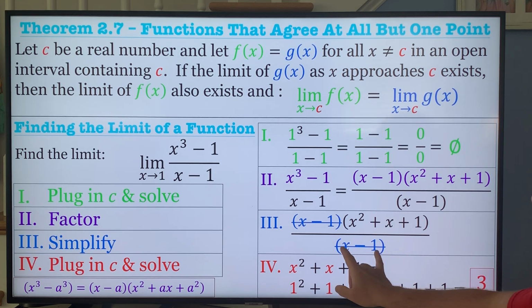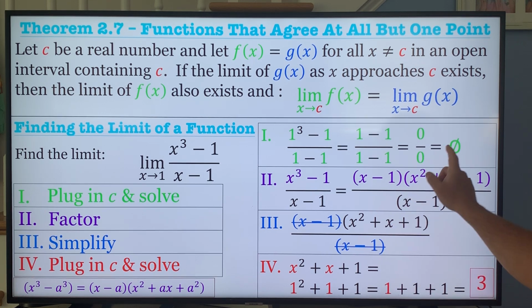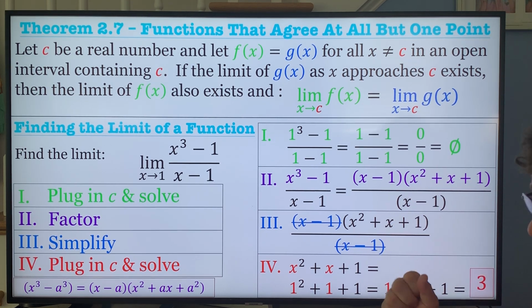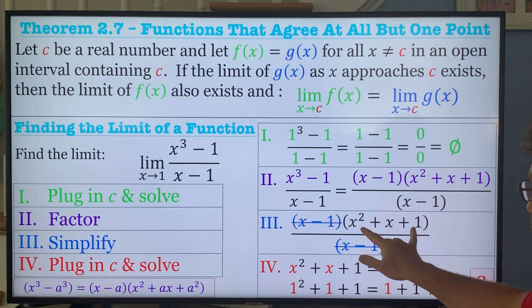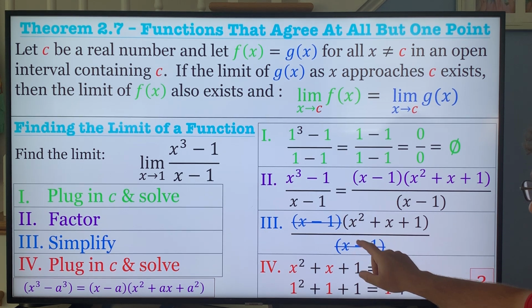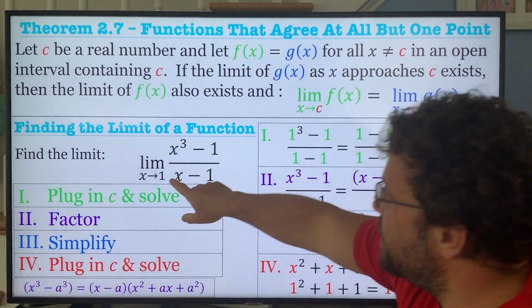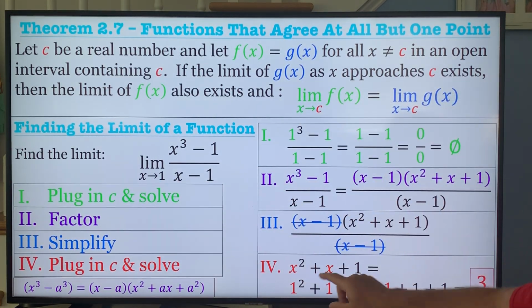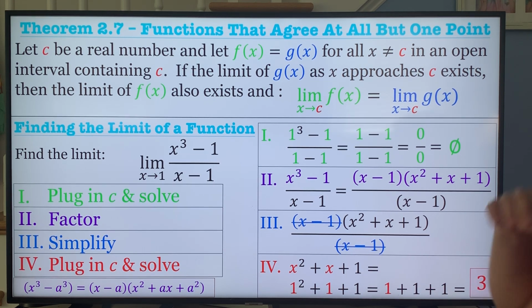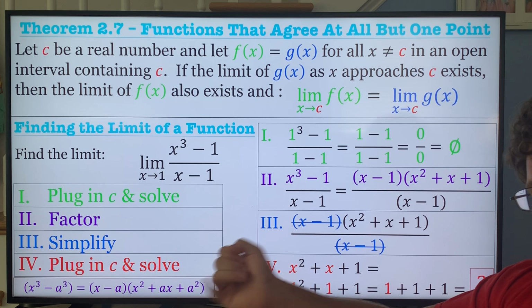Now, by canceling this out, I no longer have 1 minus 1 on the bottom, which made my answer undefined. So it gives me a good solid answer. So I just keep this, x squared plus x plus 1. And now you're going to plug in c again and solve. So now, okay, I'm going to take my 1, I'm going to plug it back in. 1 squared plus 1 plus 1, 1, 1, 1 is 3. Got it?